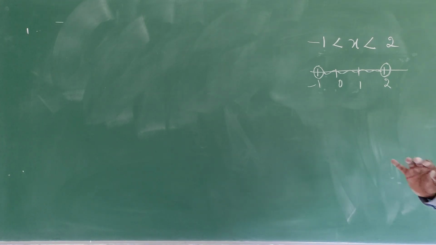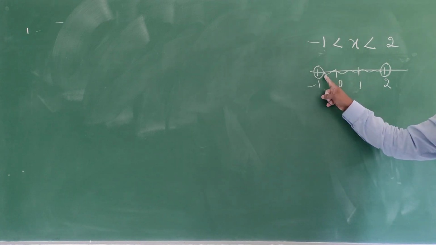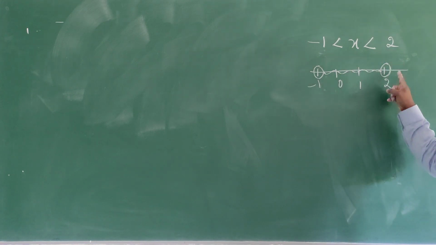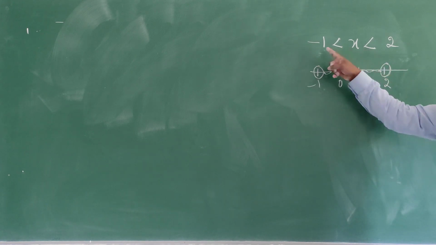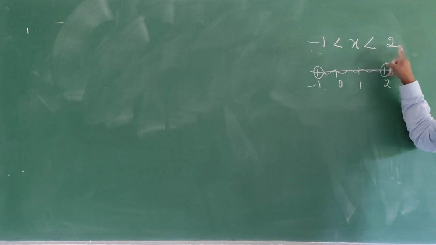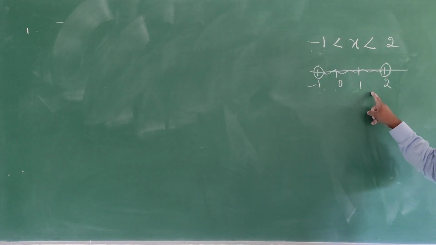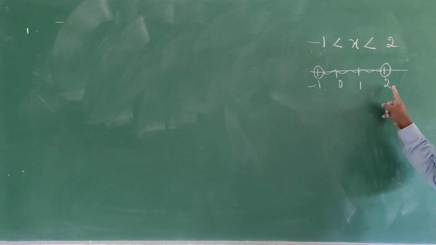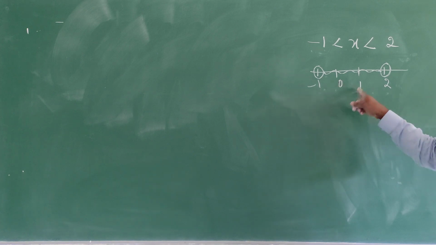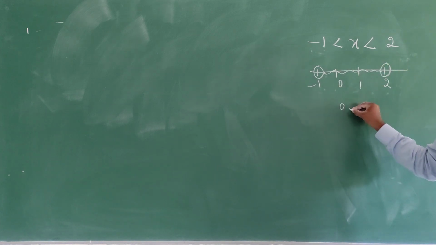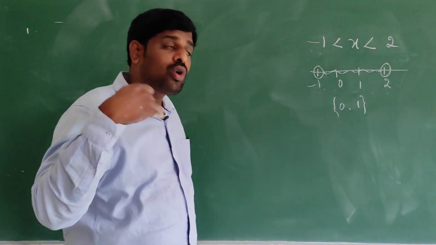An open interval means the interval excludes the end points. Here the end points are minus 1 and 2, so we have to exclude the end points. That is called an open interval. The solution of this interval is 0, 1. Similarly, come to the closed interval.